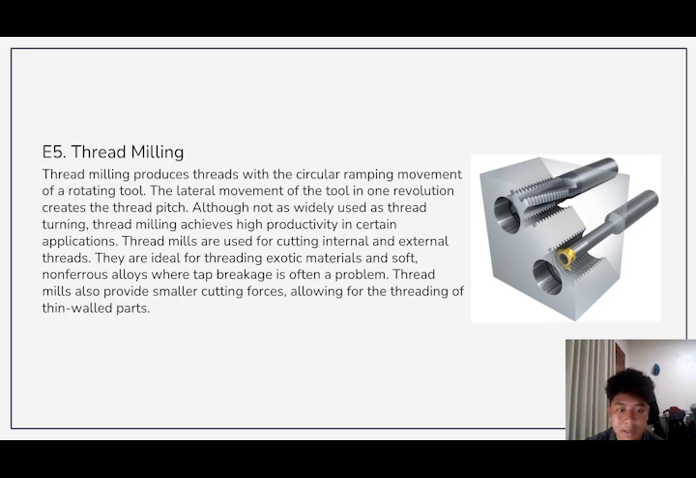The lateral movement of the tool in one revolution creates the thread pitch. Although not as widely used in thread turning, thread milling achieves high productivity in certain applications. Thread mills are used for cutting internal and external threads. They are ideal for threading exotic materials and soft, non-ferrous alloys where tap breakage is often a problem. Thread mills also provide smaller cutting force, allowing for the threading of thin-walled parts.